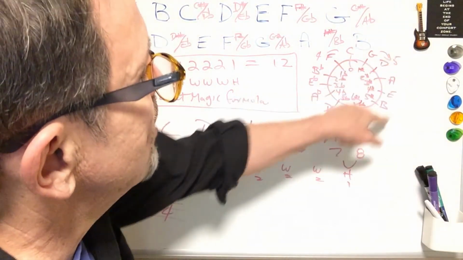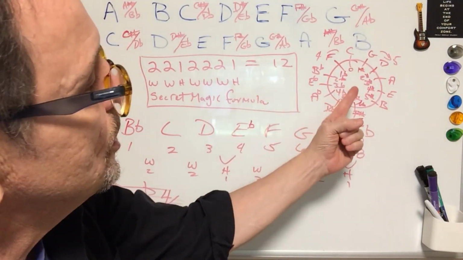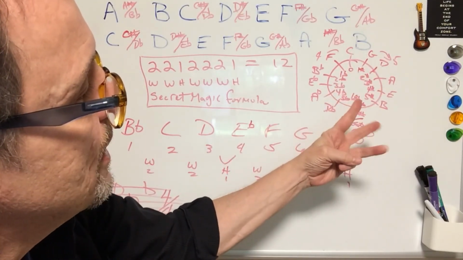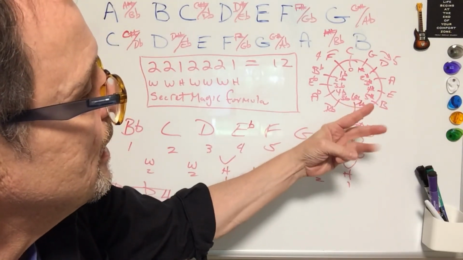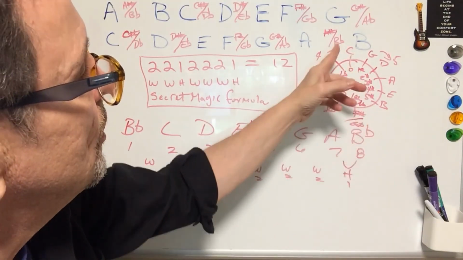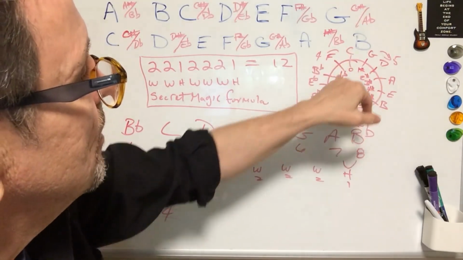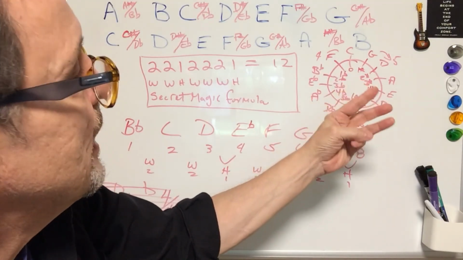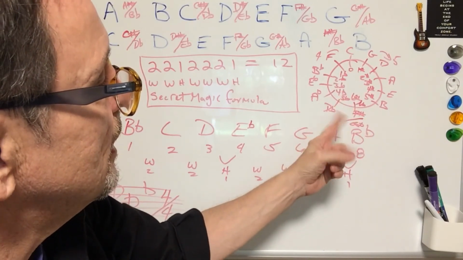If you go around this way by fives, you get C, G, D, A, E, B, and F sharp, or G flat. Going around this way by fours, you get C, F, B flat, because the first flat we have in F is B flat, then E flat, A flat, D flat, and G flat.